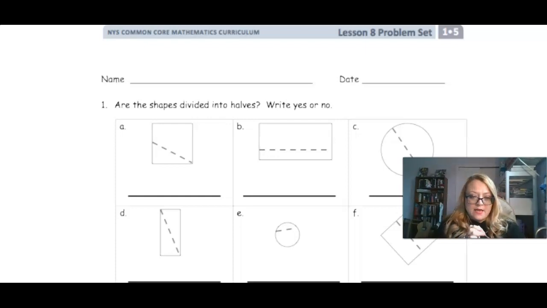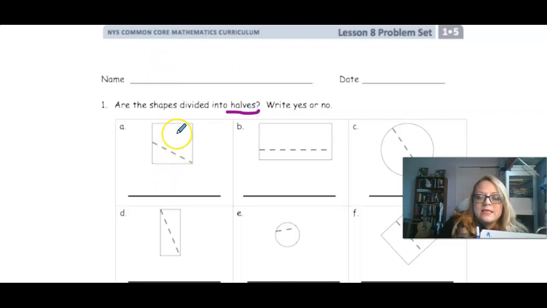Here is our problem set, okay? I'm going to make it smaller so that you guys can see the whole thing, but I want you guys to just write on your paper: is A right here divided into halves? Here's our word right here, halves. Halves are 2. So is this one in halves, yes or no?